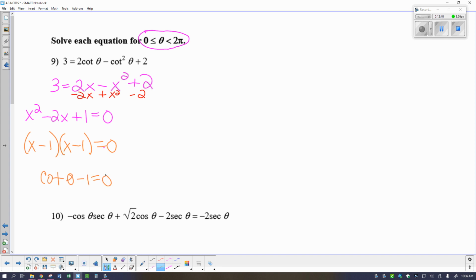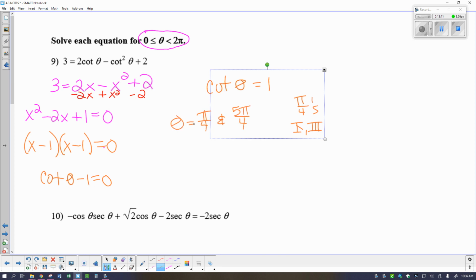Well, we know how to move the 1 over. That would be cotangent of theta equals 1. When does that happen? Pi over 4's and first and third quadrant, because that'll give us a positive angle measure. So pi over 4 in the first quadrant is pi over 4, and in the third quadrant that would be 5 pi over 4. So theta equals those guys. Normally you'll see these written as pi over 4 and 5 pi over 4 in those curly brackets. That's probably how I will start writing it.